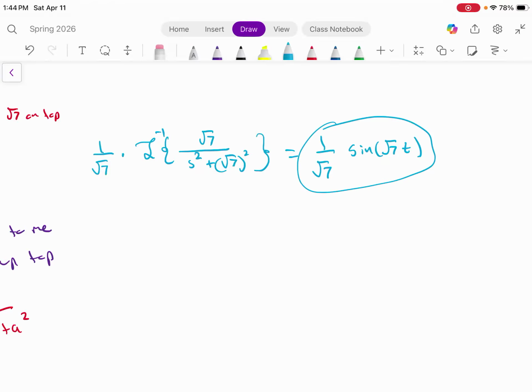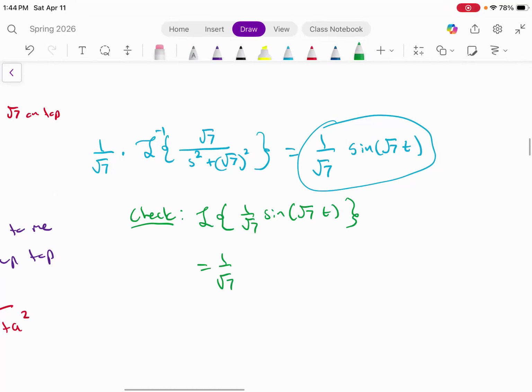So we could also check this out. That's the good part about these inverse Laplace transforms, is that we can check it. So the way we would check it, like we did before, is find the Laplace transform of 1 over square root of 7 sine square root of 7t, our answer. So, we could bring out the 1 over root 7 and find the Laplace of sine root 7t.